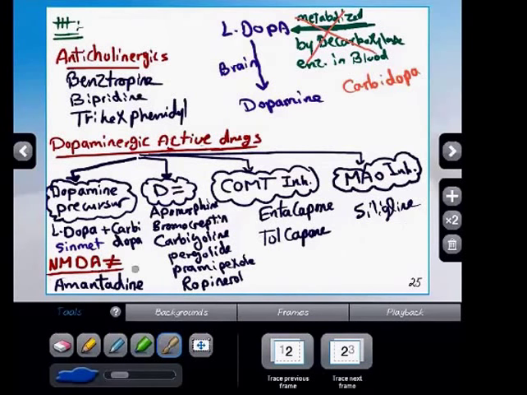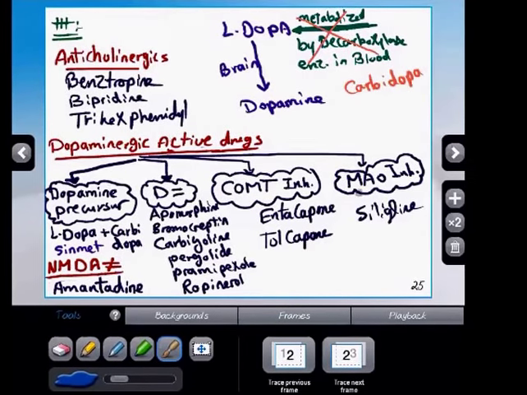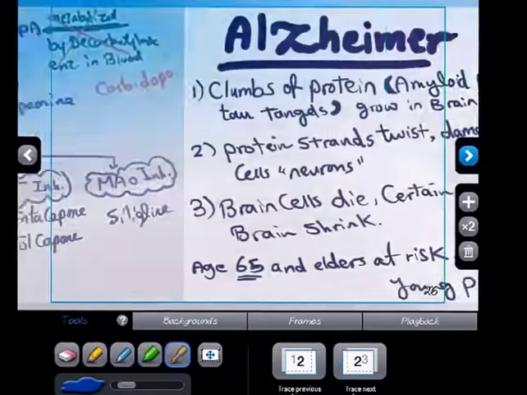And there is NMDA receptor blocker action, like amantadine, which has an effect in Parkinson's. The detailed mechanism of action is not fully known, but amantadine is an N-methyl-D-aspartate receptor blocker that is used for Parkinson's disease.